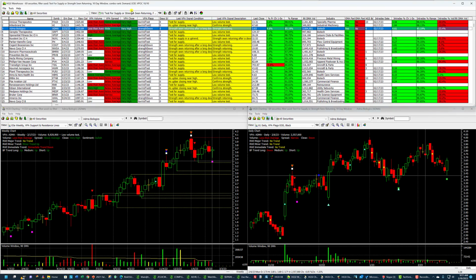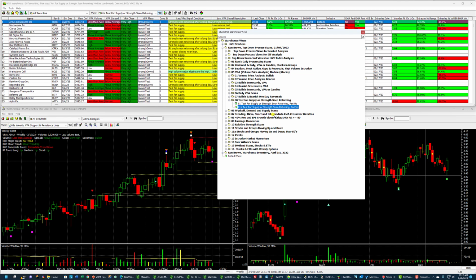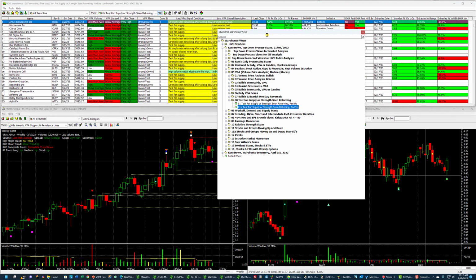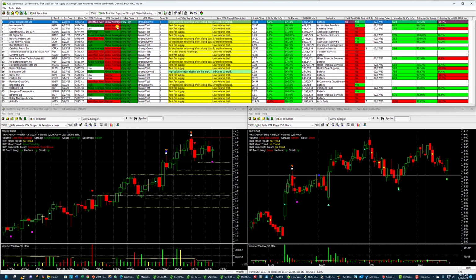So anyway, this is a test for supply. You can go through these. This requires a fan up. That's why we're seeing strong weekly charts here. Now the no fan, look at the difference, 287 compared to 69. I would pretty much stick to the fan up because you're looking for uptrending stocks.